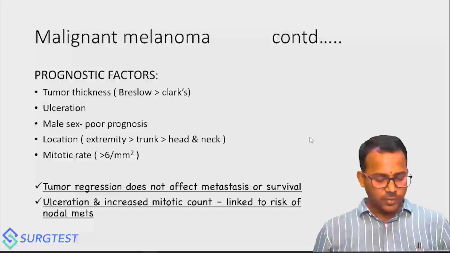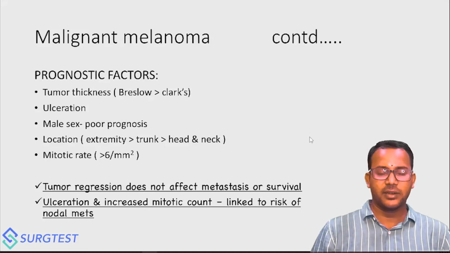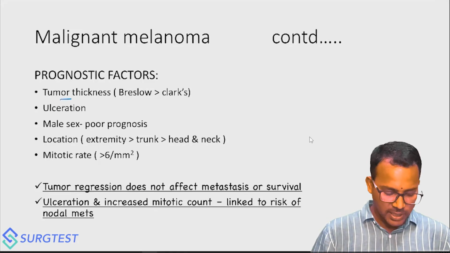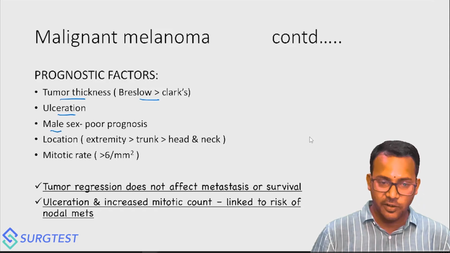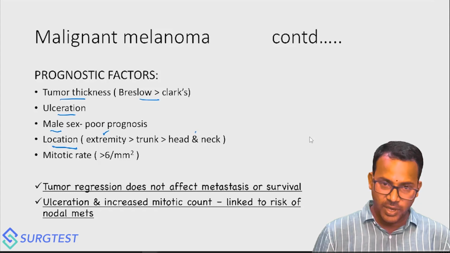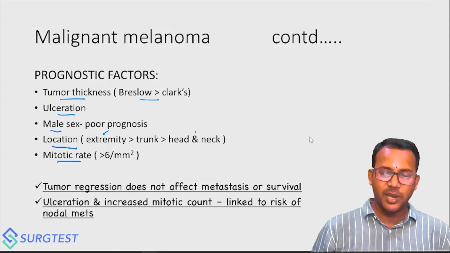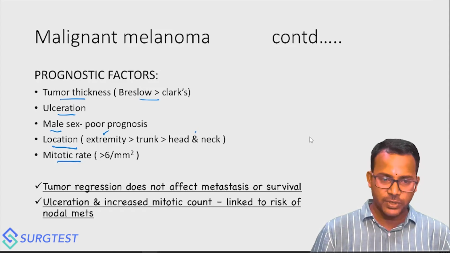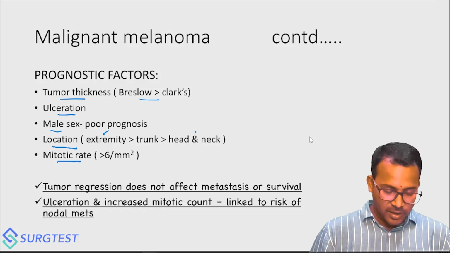Going ahead with a few more points regarding the prognostic factors for malignant melanoma: the tumor thickness, which is the Breslow's thickness, and presence or absence of ulceration. Male sex usually has a poor prognosis. Location of the disease: the extremity has a poor prognosis compared to head and neck. And a mitotic rate of more than 6 per millimeter square is a poor prognostic factor. These are the prognostic factors that you have to remember.